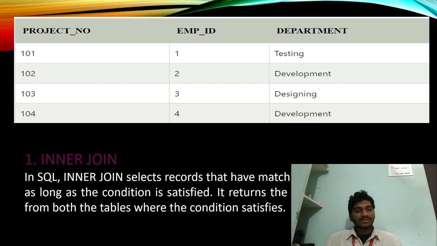First, we're going to discuss inner join. What is inner join? In SQL, inner join selects records that have matching values in both tables, as long as the condition is satisfied. Based upon the condition from two tables, the inner join selects the combination of rows, and it returns the combination of all rows from both the tables where the condition is satisfied. The rows, which means tuples, that satisfy the condition from the two tables are selected into the new table.